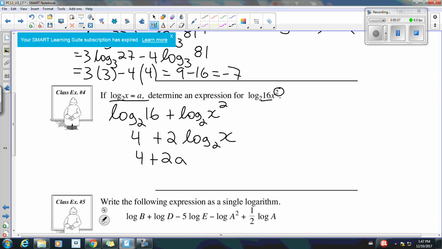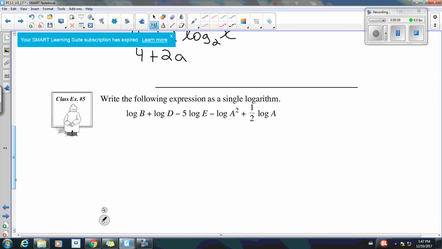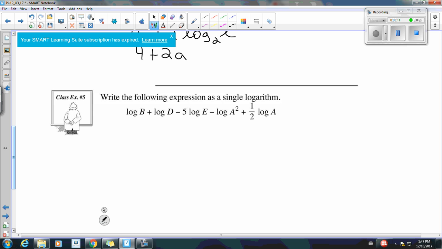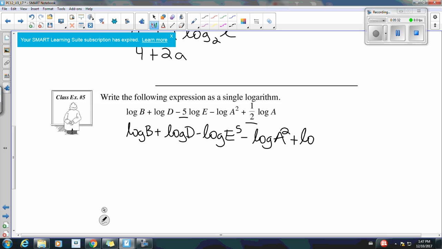Example 5, write the following expression as a single logarithm. The very first thing we want to do with questions like this is deal with these two numbers out front before we can bring things together. So I can write this as log b plus log d minus log e to the power of 5 minus log a squared plus log a to the 1/2.